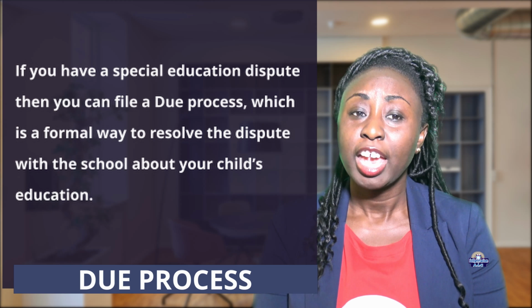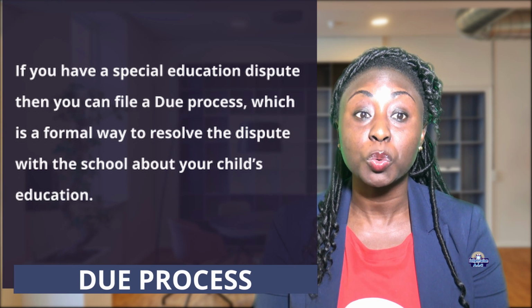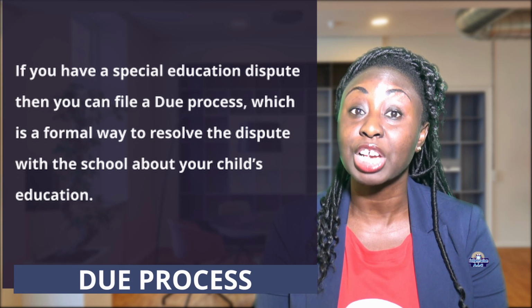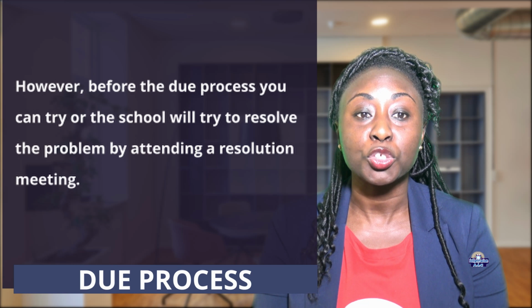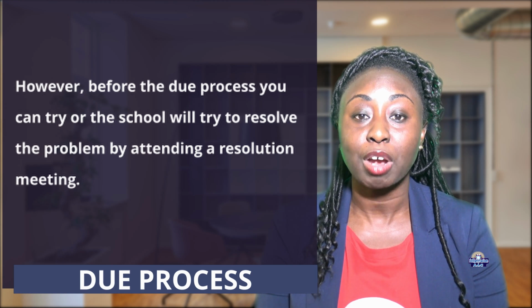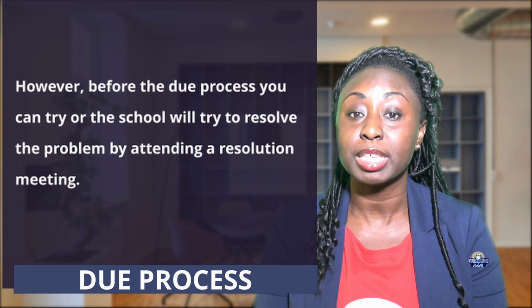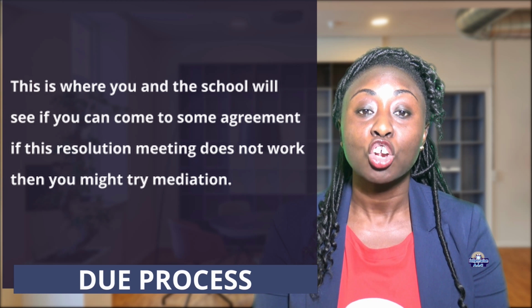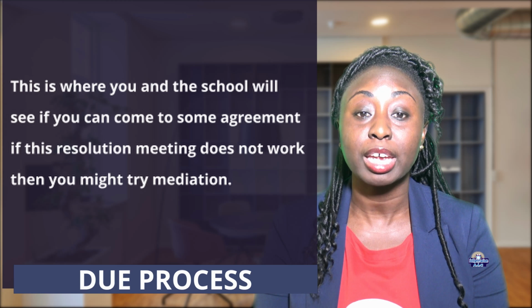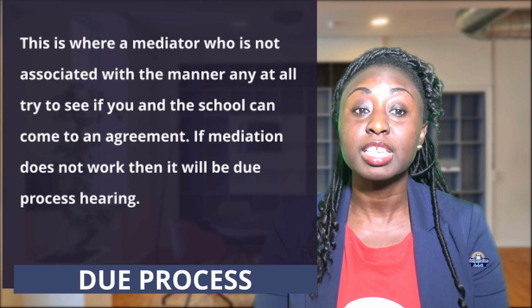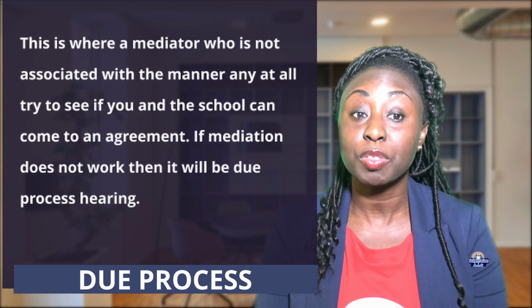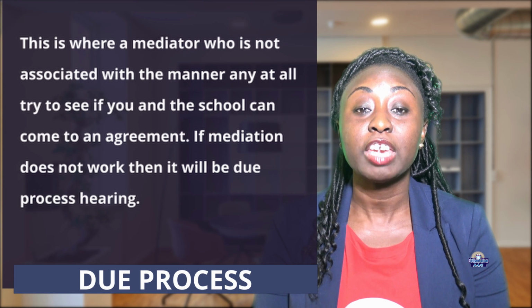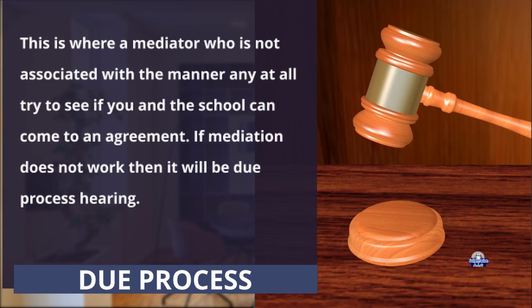Due process. If you have a special education dispute, then you can file a due process, which is a formal way to resolve the dispute with the school about your child's education. However, before the due process, you can try, or the school will try, to resolve the problem by attending a resolution meeting. This is where you and the school will see if you can come to some agreement. If this resolution meeting does not work, then you might try mediation. This is where a mediator who is not associated with the matter at all tries to see if you and the school can come to an agreement. If mediation does not work, then it will be a due process hearing.